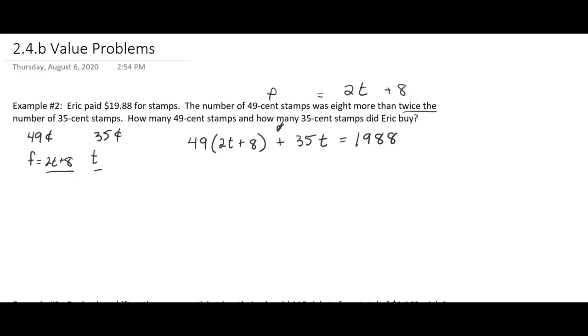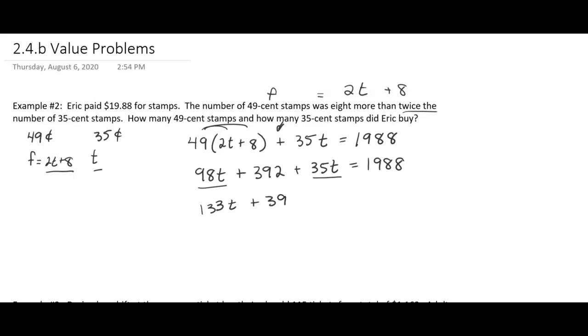Okay, so here we go. We'll have to distribute. So that's going to be 98T plus, and what's 8 times 49? I don't know, like 3 something. It's getting late in the day. 392 plus 35T equals 1,988. Sometimes you get larger numbers with these problems, but we'll just have to use our calculator. Okay, so I'm adding the T's now, the 98T and the 35T. So 3, carry the 1, 133T.